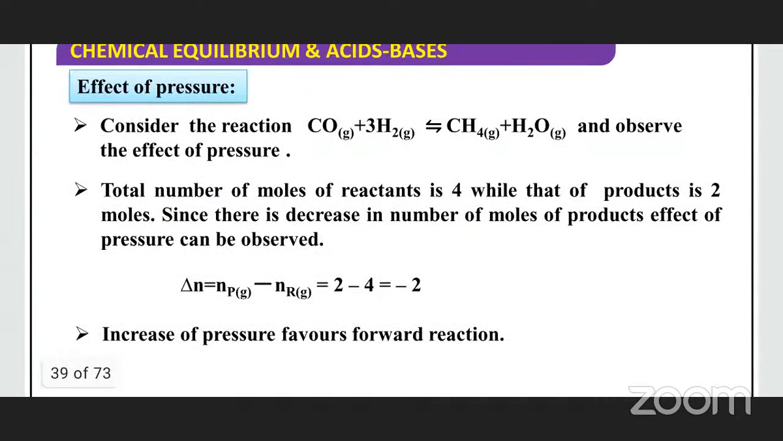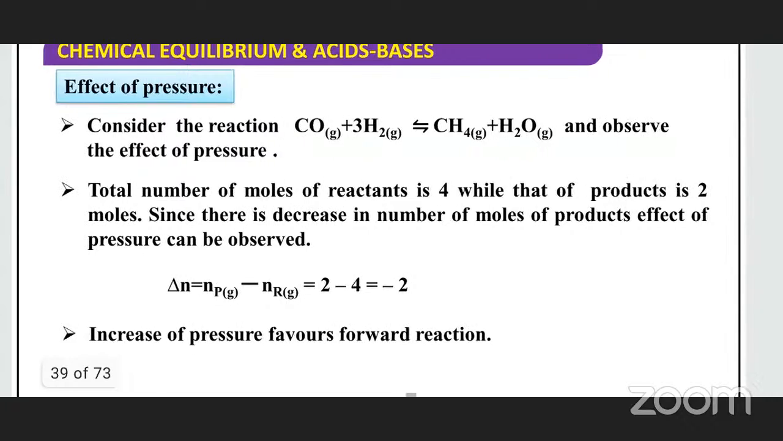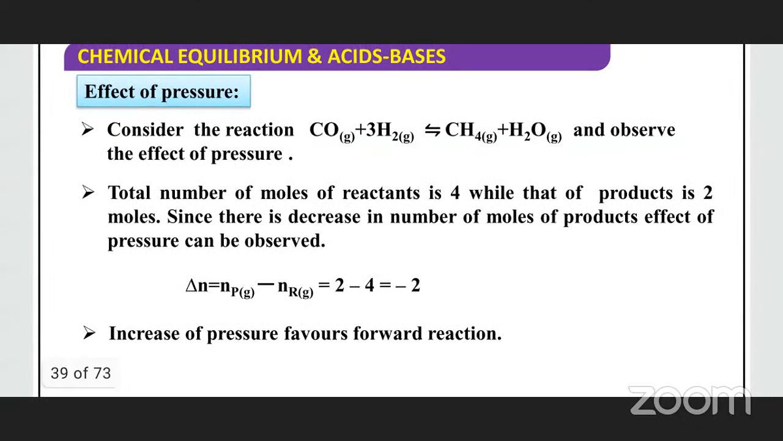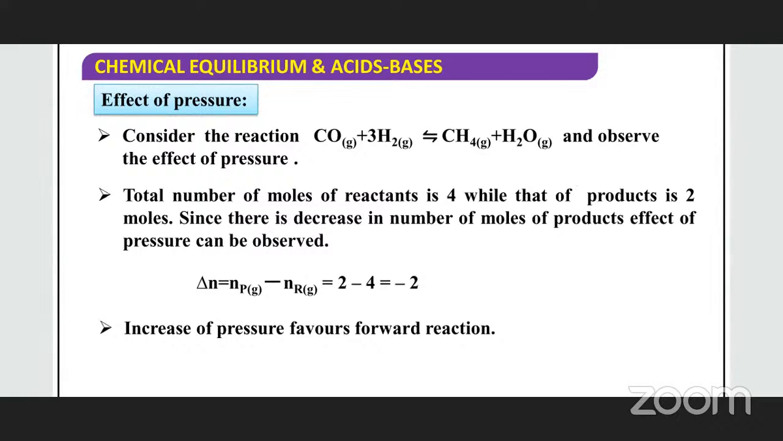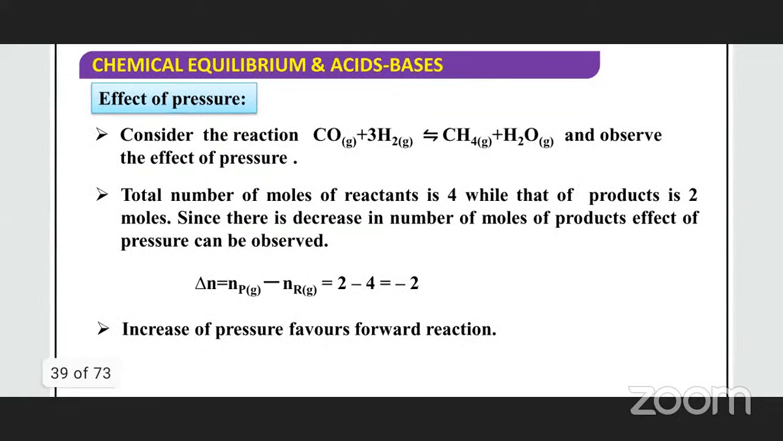Here, effect of pressure. Consider the reaction CO + 3H2 ⇌ CH4 + H2O. The reactants are carbon monoxide and hydrogen H2. The products are CH4 and H2O. The total number of moles of reactant is 4, that is 1 plus 3. While that of product is 2 moles, 1 plus 1. Since there is a decrease in the number of moles of product, it means 4 gives rise to 2. The number of moles of product decreases, so the effect of pressure can be observed.